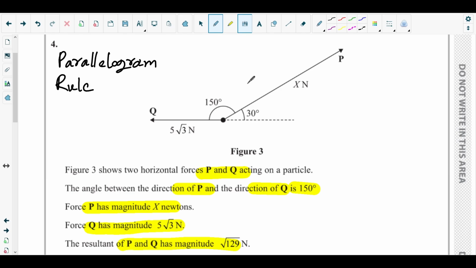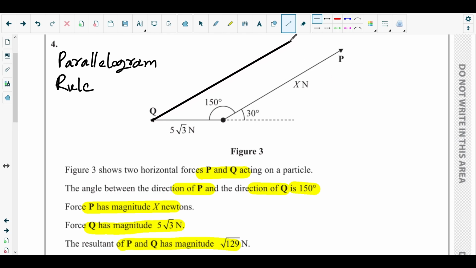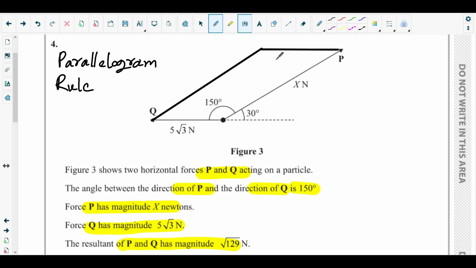What does the parallelogram rule mean? For the parallelogram rule, we draw a line parallel to the force x, of the same length, and that is basically how we make a parallelogram shape with the vectors. So this is parallel to x and this is parallel to 5 square root of 3. This force is towards this direction, and the force P is basically acting above, right?